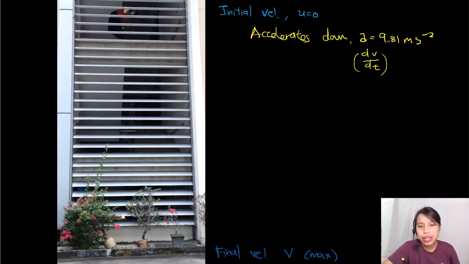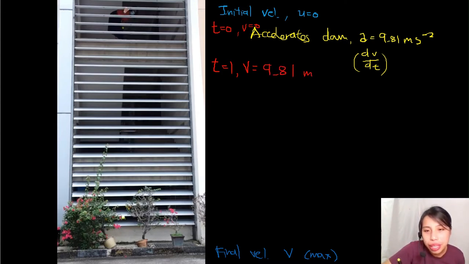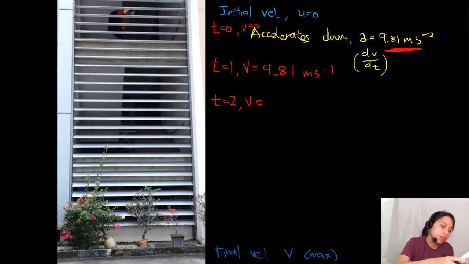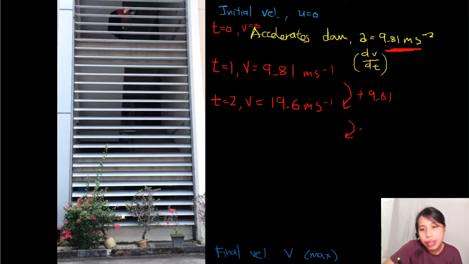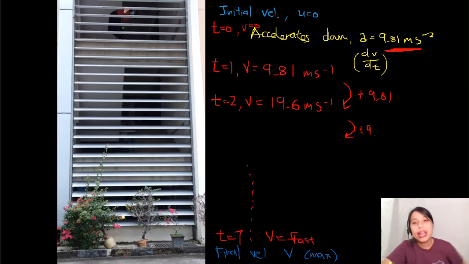What does that mean? I'll show you an example. Let's say at the initial time, t equals 0, the velocity is 0. Then 1 second later, what will the velocity be? The velocity will be 9.81 meters per second. How do I know that? Acceleration is 9.81, so every second you are 9.81 faster. So at t equals 2, V is 9.81 times 2, which is 19.6. So that's what acceleration means. You just keep adding 9.81, and then you add again 9.81, and you just keep going until you reach the final velocity at t equals T. The V will be pretty fast by then. So every second, you're going faster. And this is true if there is no air resistance. Okay? So how do we draw the graph for this? Let's take a look.